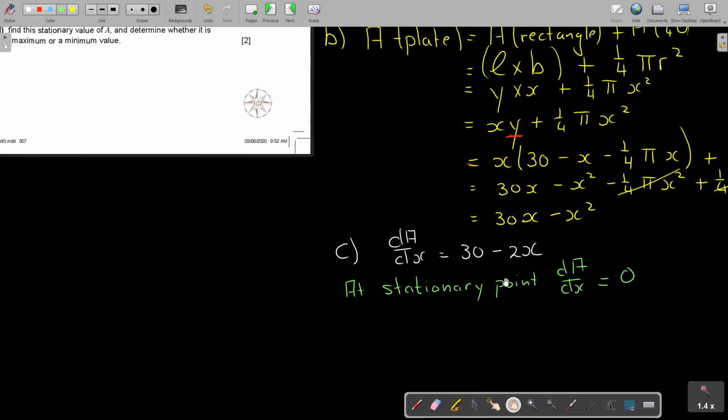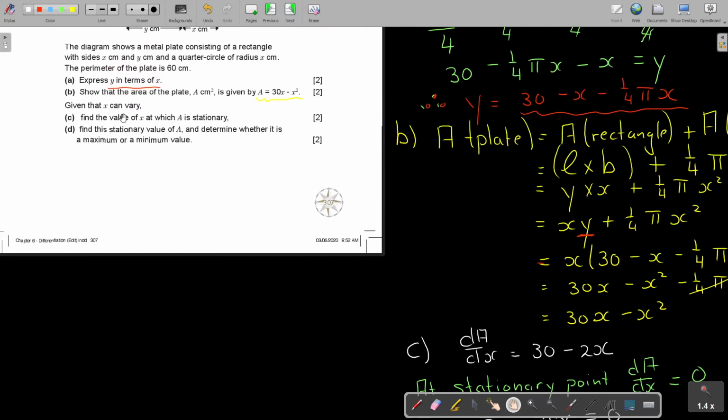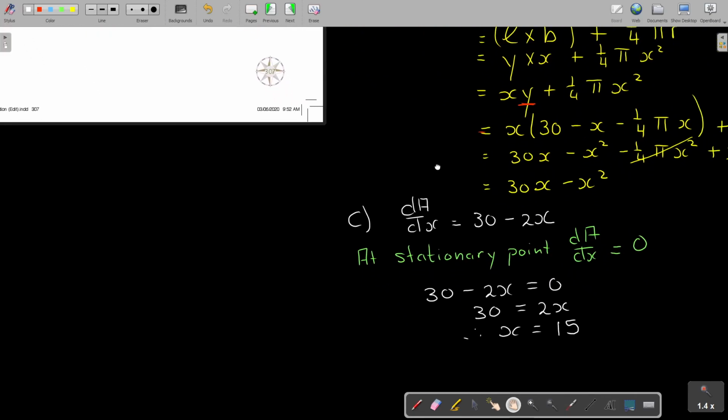So basically, 30 minus 2x is equal to 0. So 30 is equal to 2x. So therefore, x must be equal to 15. Okay, let's just see what the question is. The question was saying, find the value of x at which A is stationary, that is 15. That's going to be your answer. And then I go for the final part.